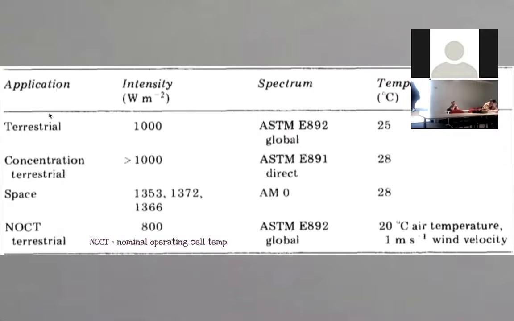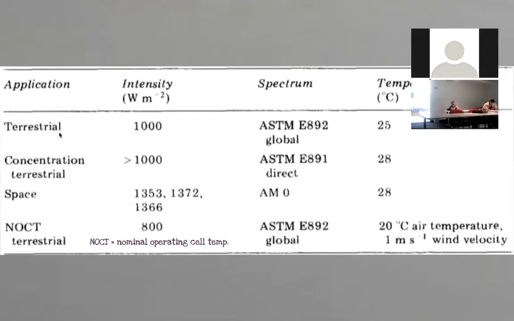So the standards depend upon what application we're measuring for, whether it's for use on Earth, like on top of your house, whether it's to be used with a concentrator, whether it's to be used on a spacecraft, or whether it's used at some other temperature on Earth, which is different than the normal temperature, let's say room temperature.